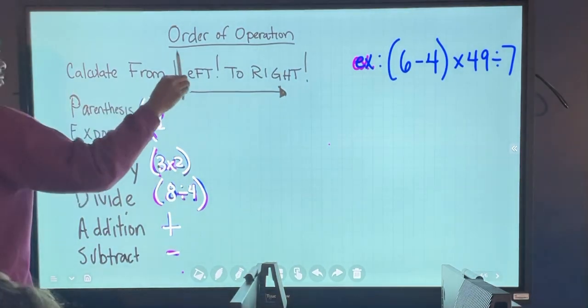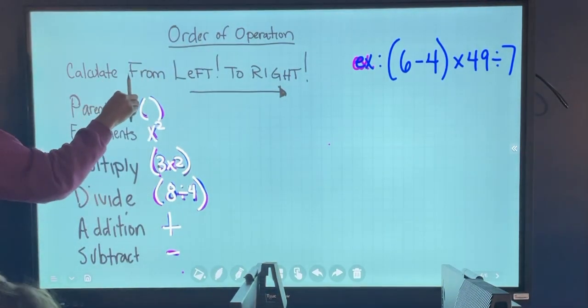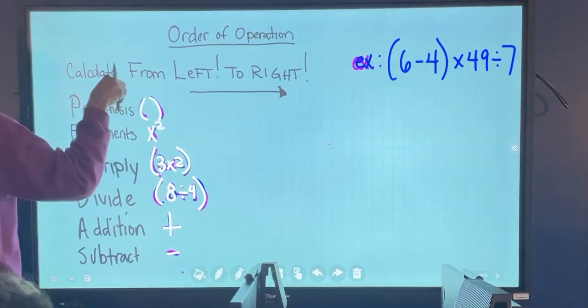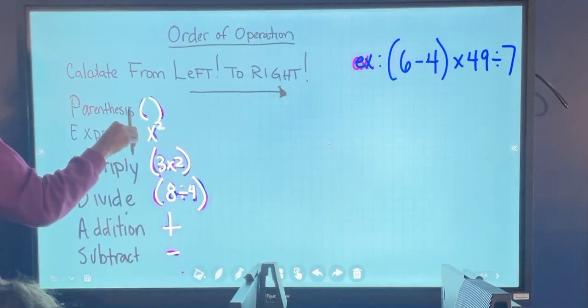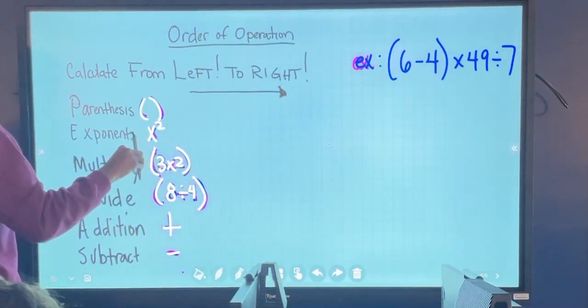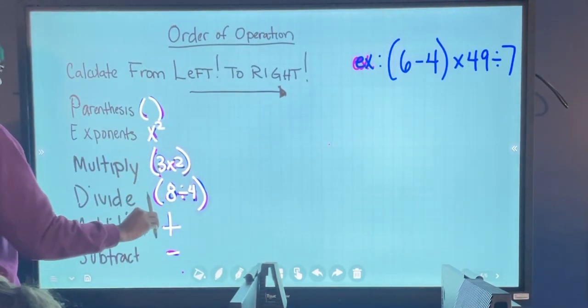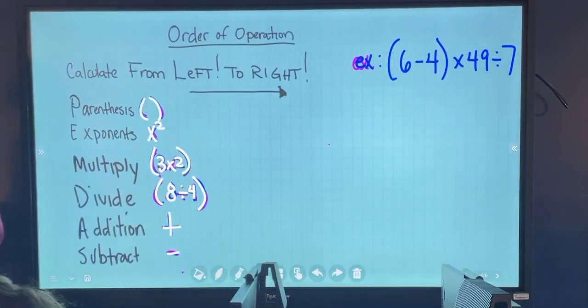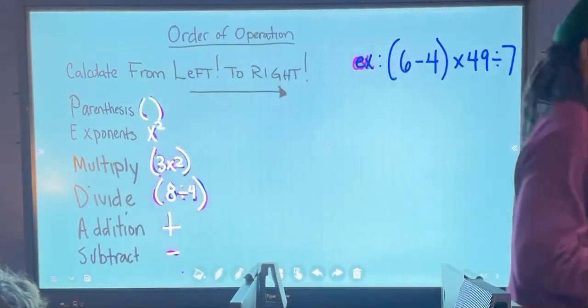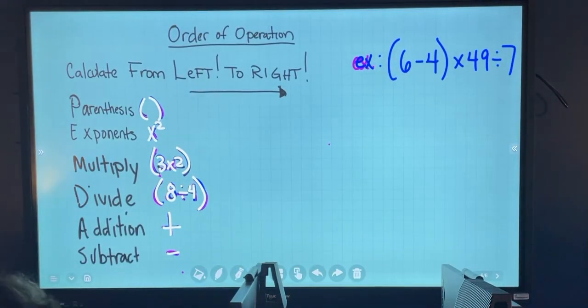So remember, you're going to look at every equation. You're going to first see if it has any parentheses. If it's got parentheses, you knock that down first. After the parentheses, we look for exponents and do that. Then we do multiplication, division, then addition, then subtraction. Whatever comes first from left to right.